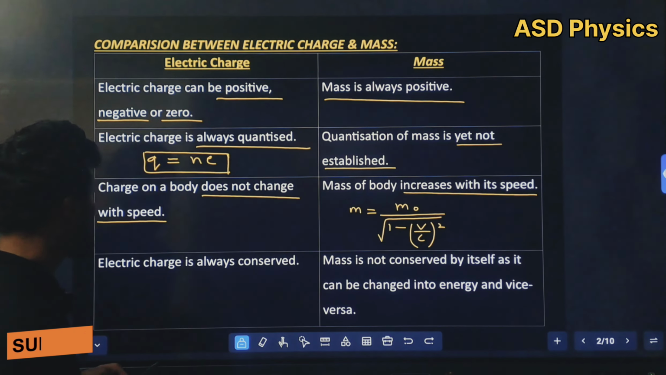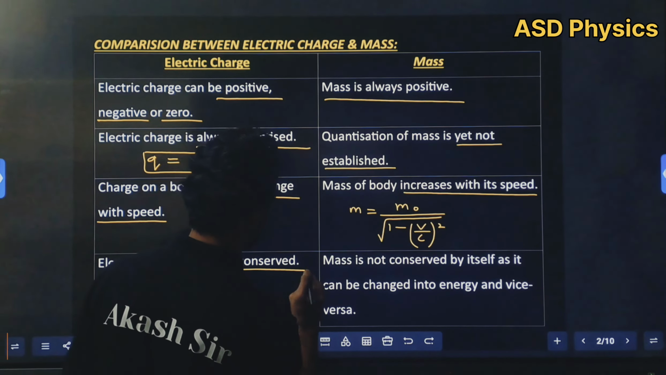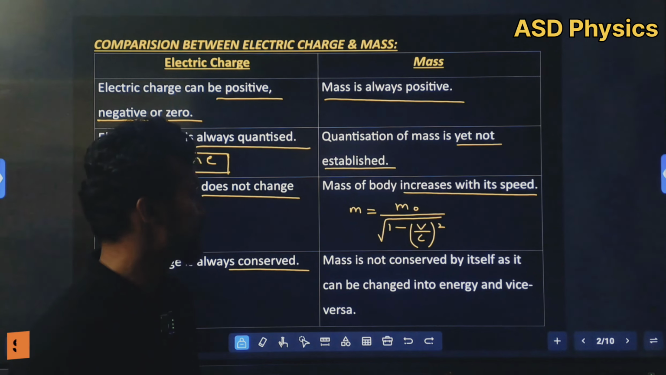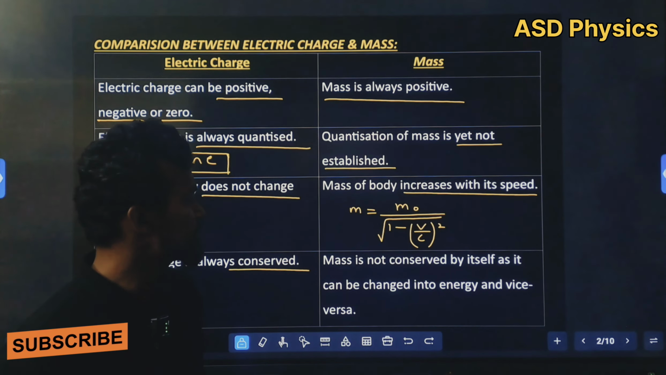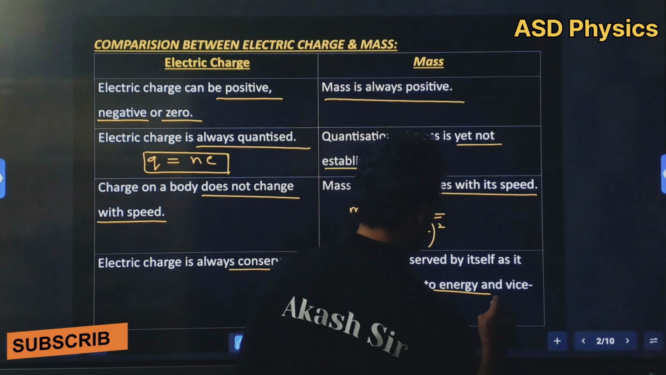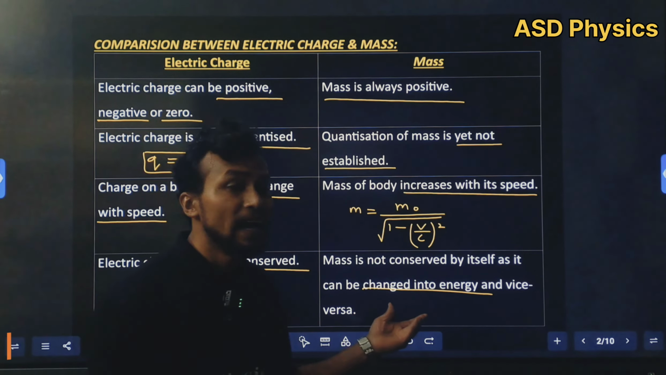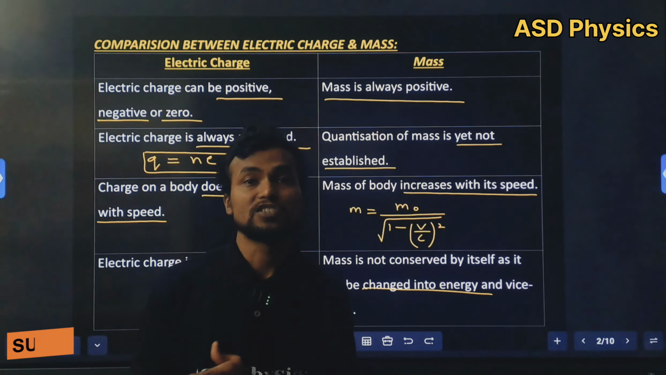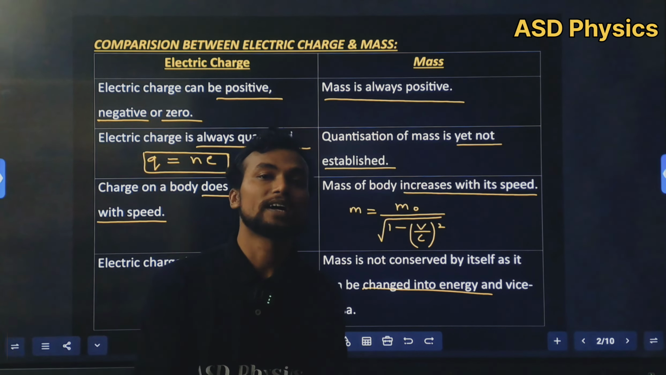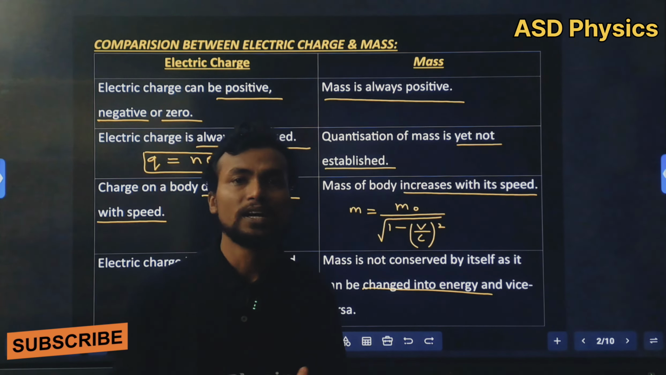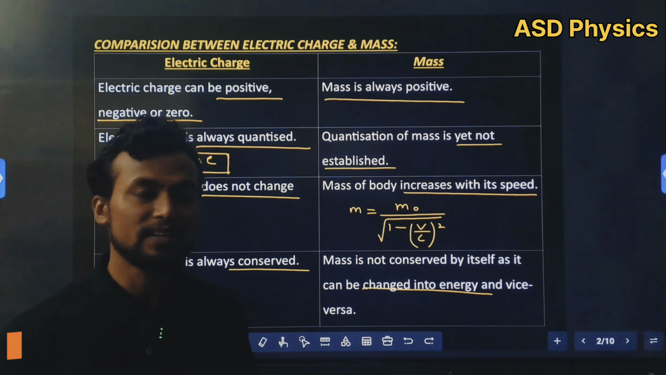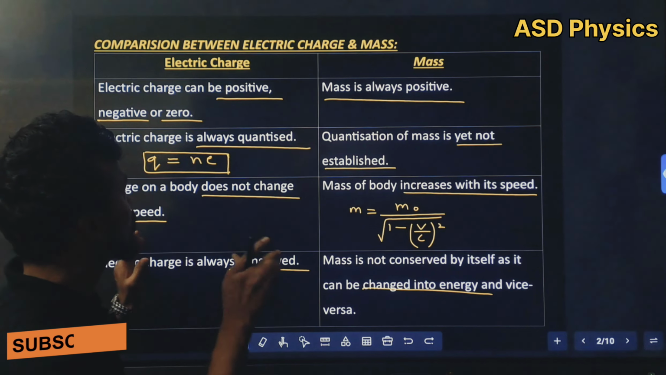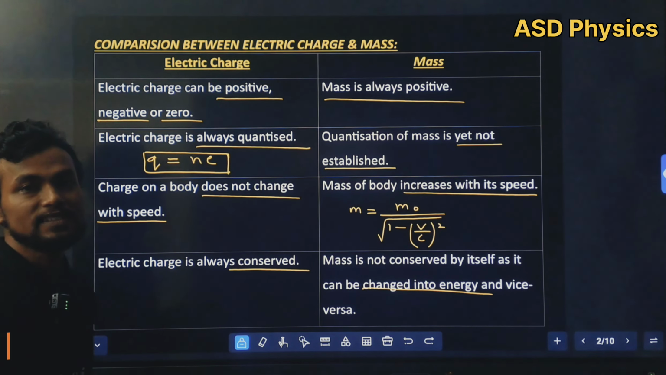Okay, next one students, electric charge is always conserved. In which kind of system? Isolated system, electric charge is always conserved. Next one, mass is not conserved by itself, as it can be changed into energy and vice versa. And this thing we used to learn in the chapter nuclei. According to the Einstein equation, mass can be converted into energy according to the formula E equal to mc square, where m will be the mass defect that you will study in the nuclei chapter. Okay, so now I hope your concept regarding electric charge and mass is very clear.